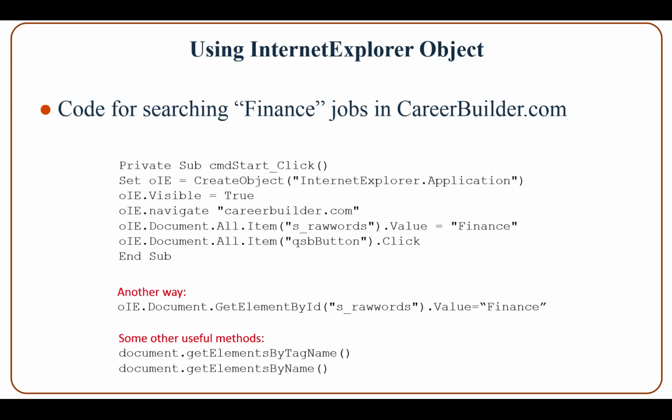s_rawwords is the name of the text box keywords on CareerBuilder, and you assign the value property to a string finance, and you ask the code to programmatically click the button Find Jobs for you.